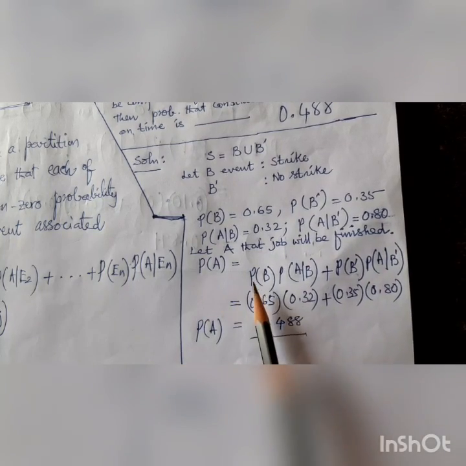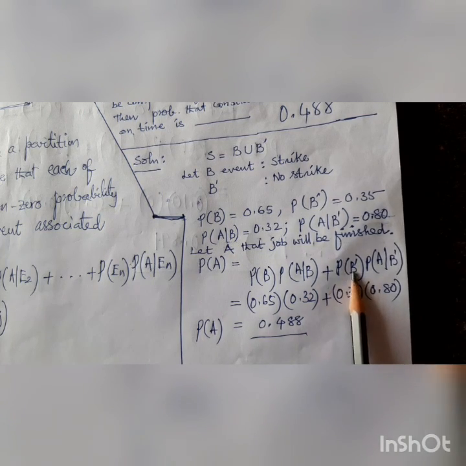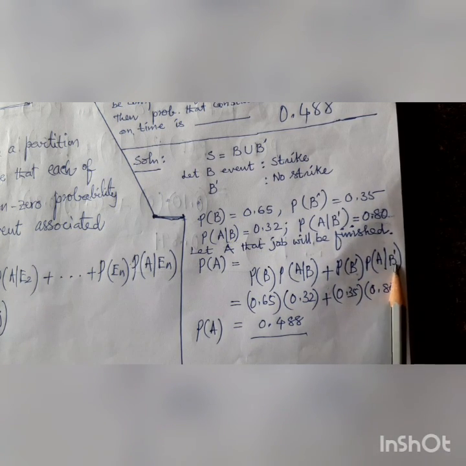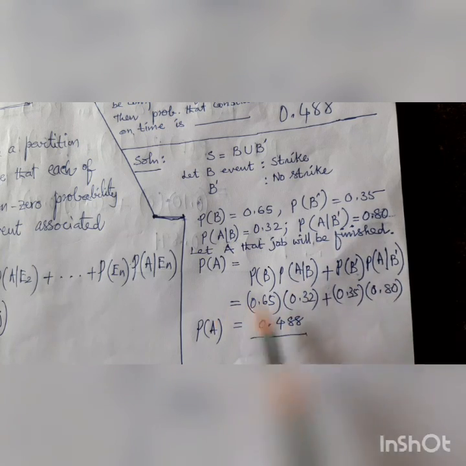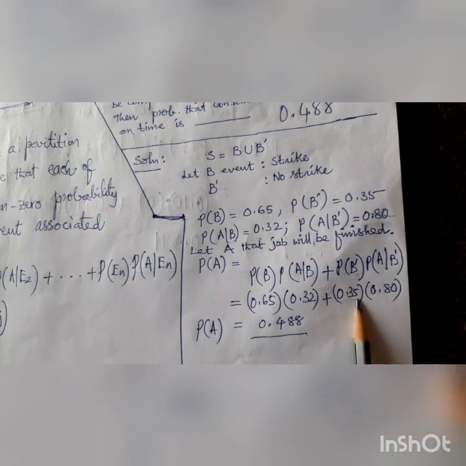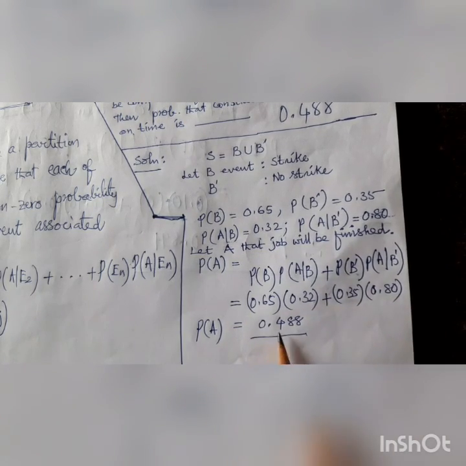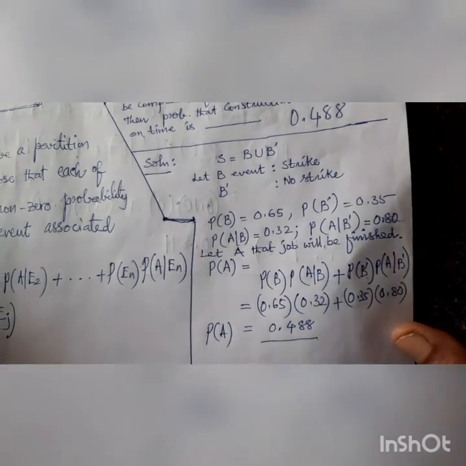P of A equals P of B into P of A given B, plus P of B dash into P of A given B dash. This is the totality theorem, the total probability. So 0.65 into 0.32 plus 0.35, no strike, into 0.80. If you simplify this, P of A equals 0.488. Please observe this question.